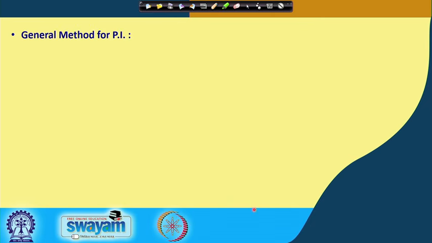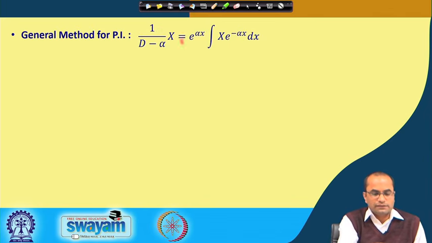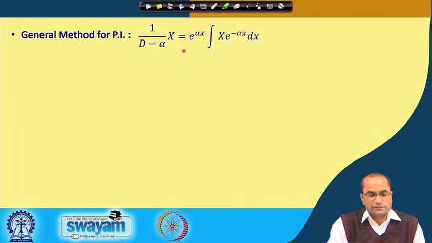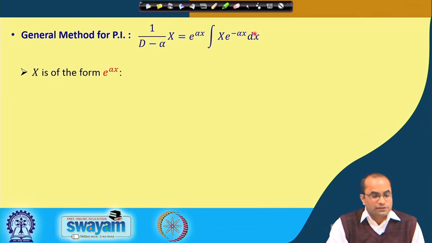Just to recall from the previous lecture, the general method for getting the particular integral was this: 1 over D minus alpha applied on X, a function of small x, gives us this integral. Outside the integral, e power alpha x, and then the integral of X e power minus alpha x dx. So, this was a very general form which can be used for getting any particular integral.